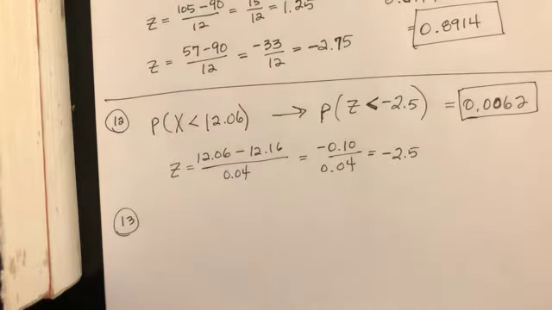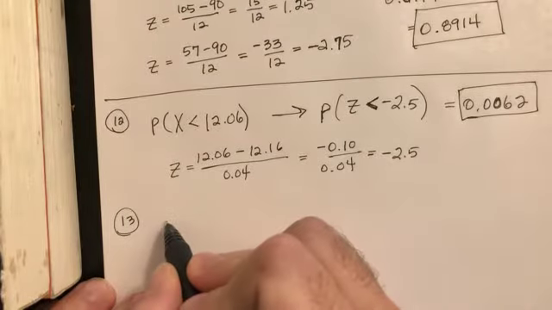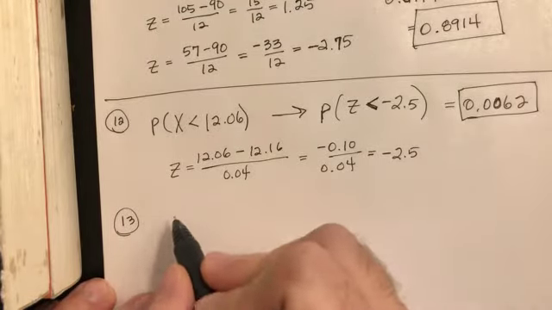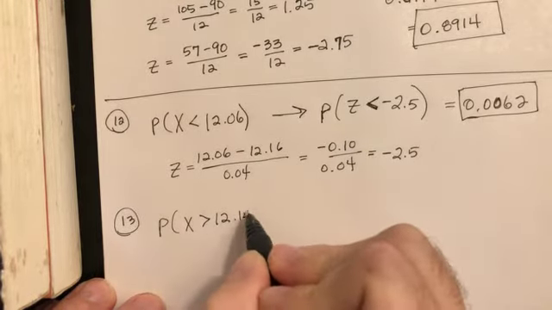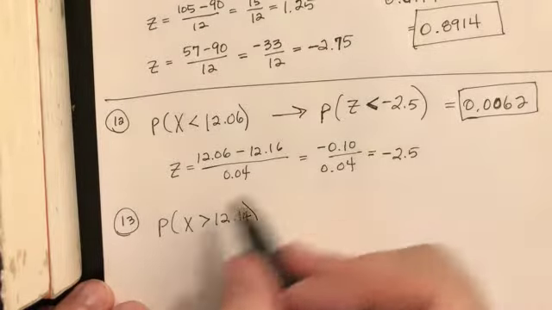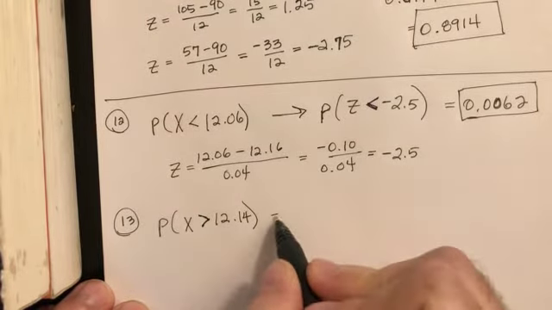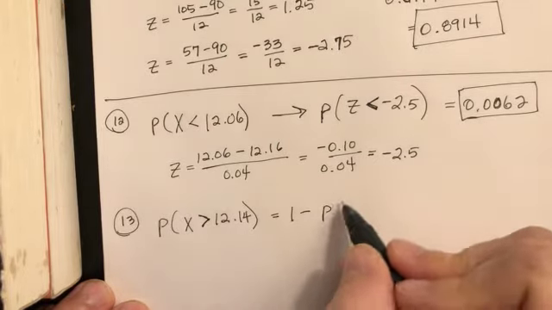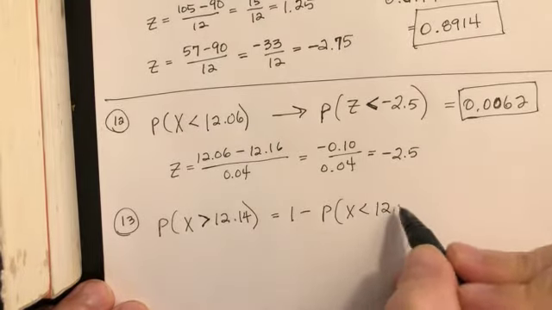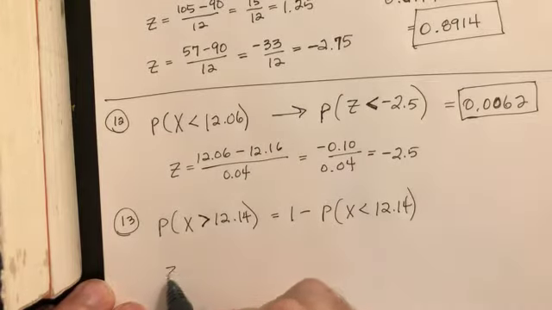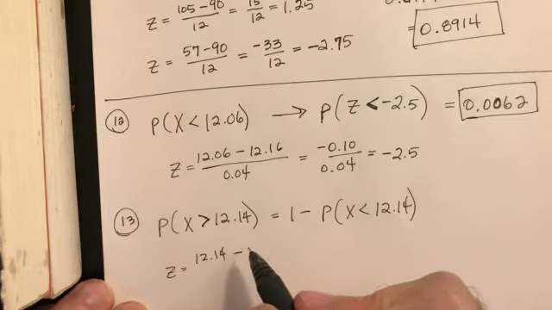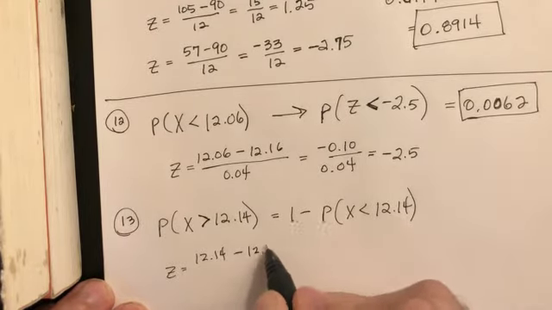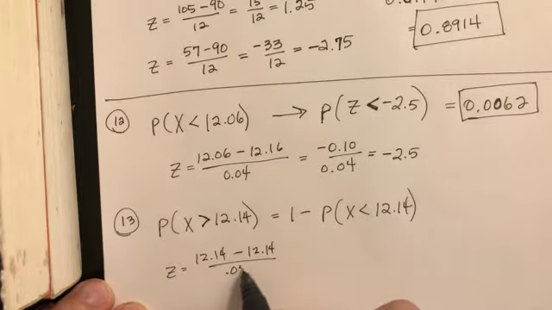All right, number 13 asks you the same type of question, only here they're asking you to find the probability that the bottle contains more than, so x is greater than 12.14. Same problem except now it's greater than, so we're really going to be 1 minus the probability that x is less than 12.14. So let's find a z-score to go with that. 12.14 minus the mean, which is changed to 12.14 here. Standard deviation is the same.